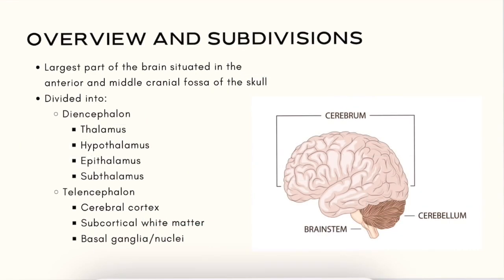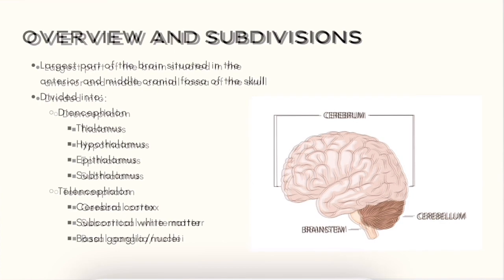The cerebrum is the largest part of the brain, situated in the anterior and middle cranial fossa of the skull, and this occupies the whole concavity of the vault of the skull. So again, it is divided into two parts. We have our diencephalon, which has our thalamus, hypothalamus, epithalamus, and subthalamus. And we have our telencephalon, which has our cerebral cortex, our subcortical white matter, and basal ganglia or nuclei.